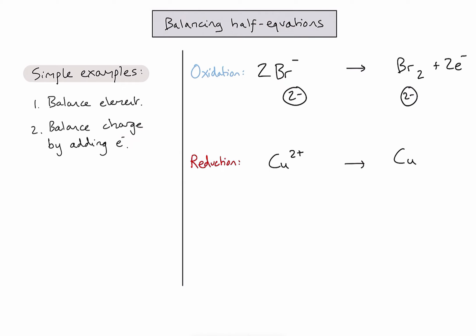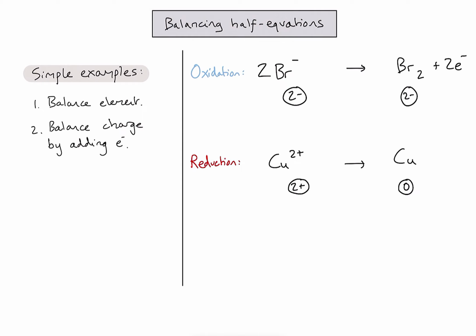Secondly, I need to balance the charge on both sides of my half equation. Let's again work out the total charge on the left at the moment, which would be 2 positive charges from my copper 2 positive ion. Whereas on the right, I have elemental copper, or effectively a copper atom with 0 charge overall. So on the right-hand side, we can say that the total charge is 0 at the moment.